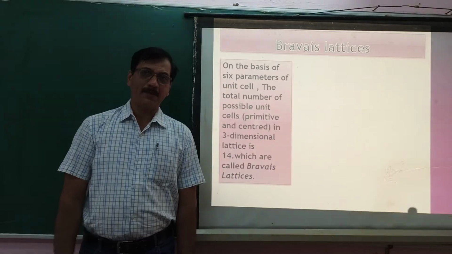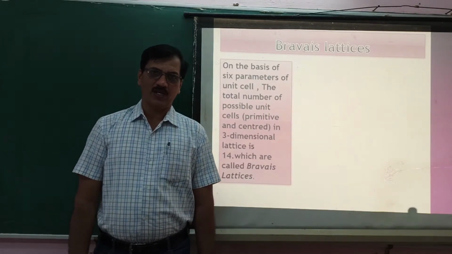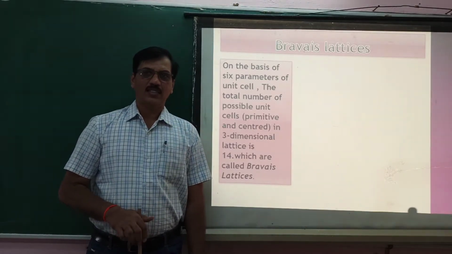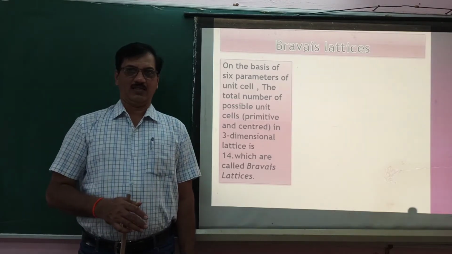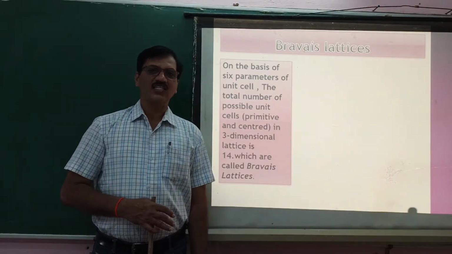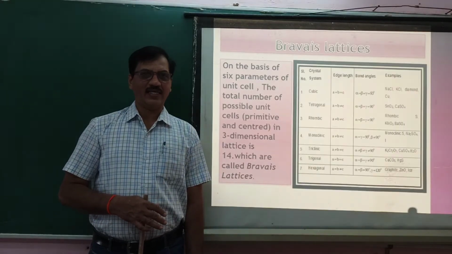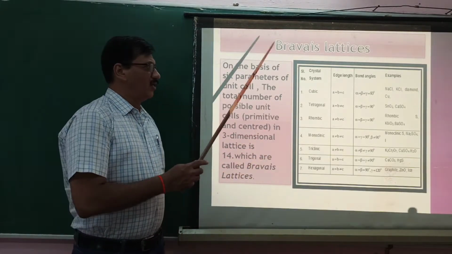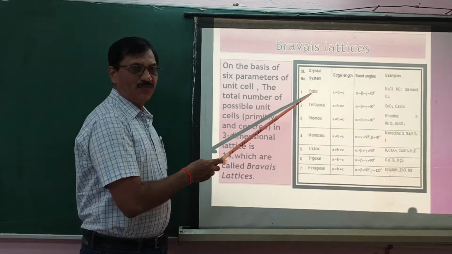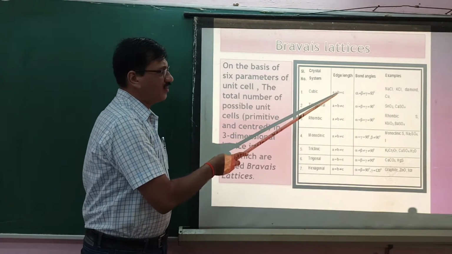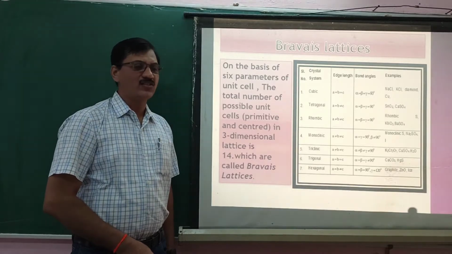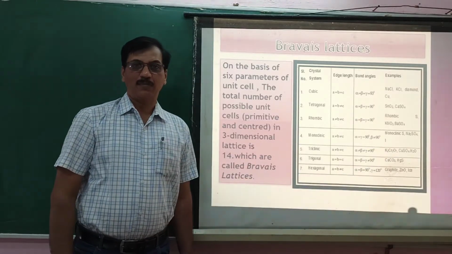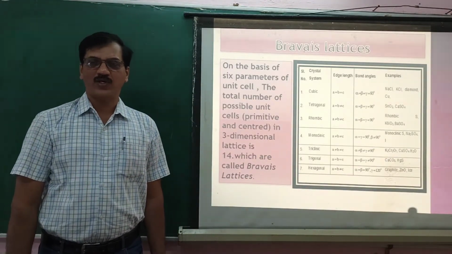Now coming to the types of geometries that are possible for a unit cell. On the basis of 6 parameters of the unit cell, the total number of possible unit cells in a 3-dimensional lattice is 14. These are called Bravais lattices. And each geometry is named. There is the cubic unit cell. The geometry is called cubic if all 3 edges are equal, a = b = c, and alpha = beta = gamma = 90 degrees. That means each angle is 90, then it is a cubic unit cell.